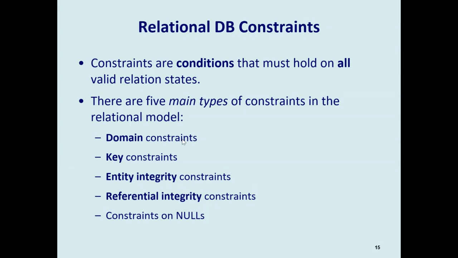The first one, the domain constraint. I think we discussed that already. Domain is basically identified by a name, data type, and the storage format for each individual attribute in a table or in a database. And the key constraint, we're going to discuss that. Key is basically considered as a single attribute or set of attributes whose values are unique for every record in the table. Then we're going to study the entity integrity constraint, the referential integrity constraint, and also sometimes the constraints on nulls.